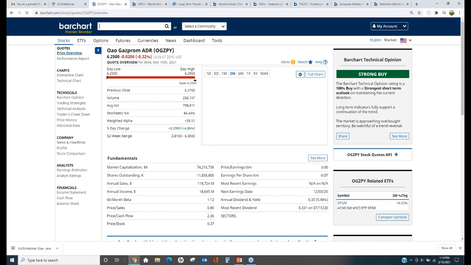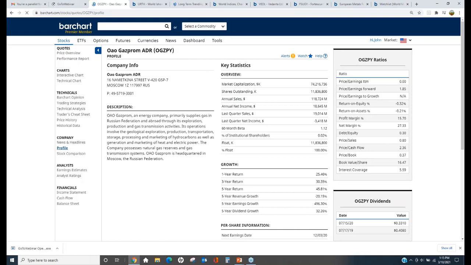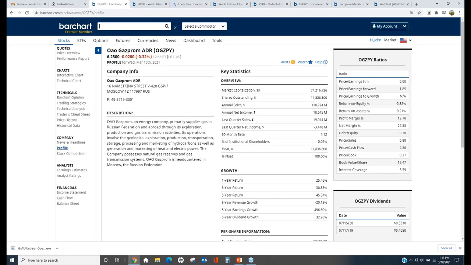So I can go into an individual stock and do my due diligence. Is this a stock that I'm interested in trading? What are the aspects of it? I can even go down into the profile and really dig into it. For instance, this one here is an energy company that provides gas to the Russian Federation, right? And it's through its exploration and production, and so on. You can see that it's headquartered in Moscow. So that's what you would want to trade in. Well, here would be that opportunity.